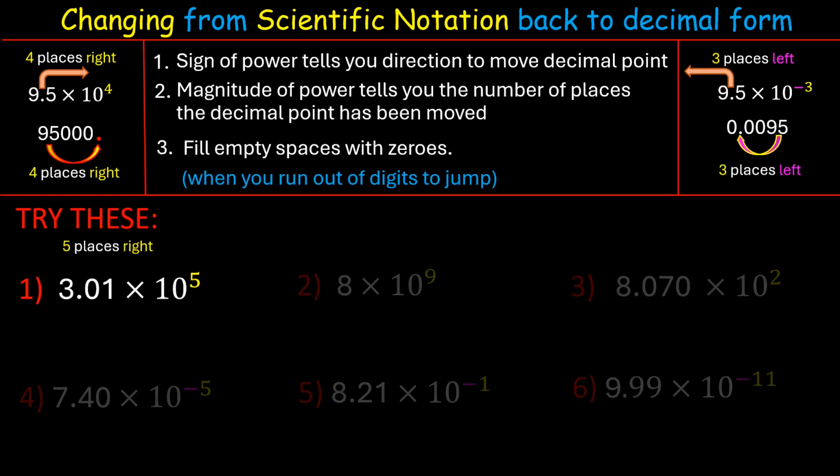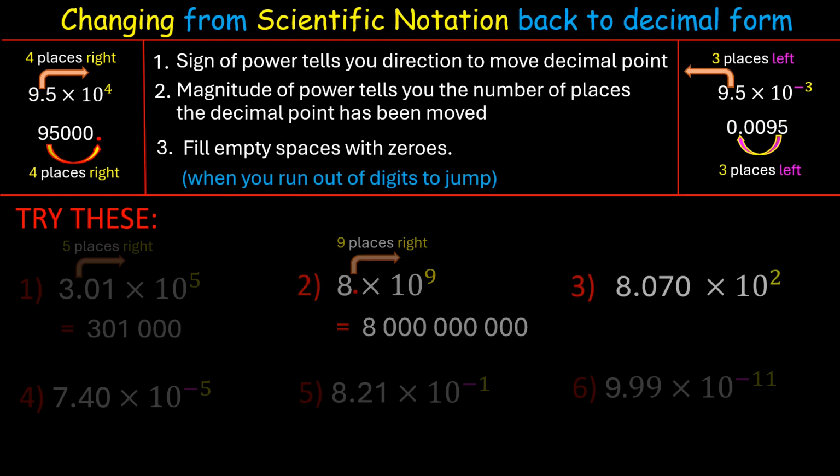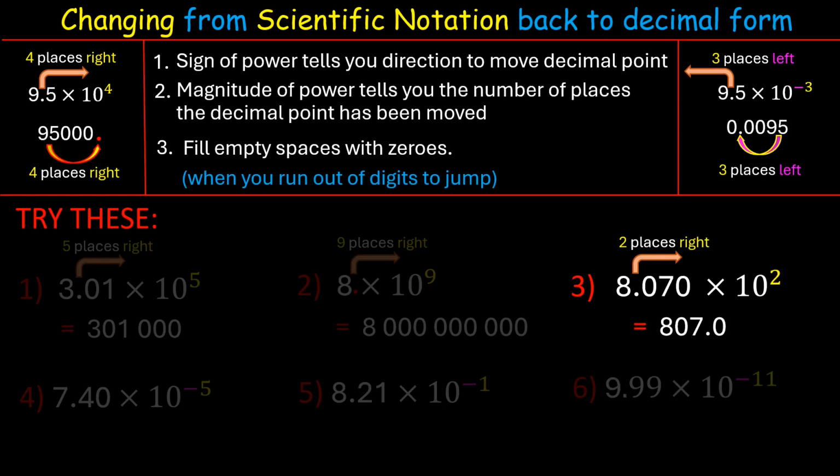In the first, we need to move 5 places right. After jumping the 0 and the 1, we need 3 more, so we fill in with 3 zeros, giving us 301,000. In number 2, the decimal point isn't shown, which means it's at the end of the whole number. We need to jump 9 places to the right, so we simply add 9 zeros. In the third example, we need to jump 2 digits. There are 3 available, so our decimal point ends up after the 7. We should still show the last 0 because it provides extra information about how precise this value is.